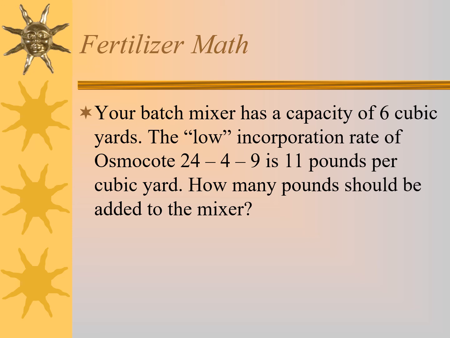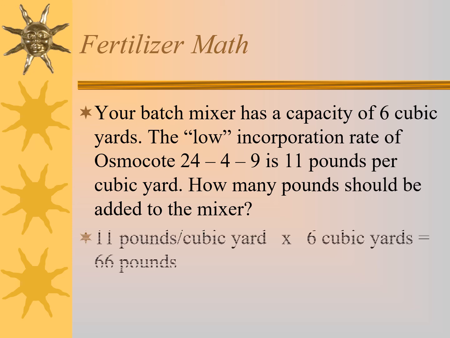Let's take a look at this problem. So we have a batch mixer that has a capacity of 6 cubic yards, and we look on the label for Osmocote 24-4-9, and we determine that we want to use the low rate of incorporation, which turns out to be 11 pounds of fertilizer per cubic yard of medium. So how many pounds of fertilizer should be added to this particular batch mixer?